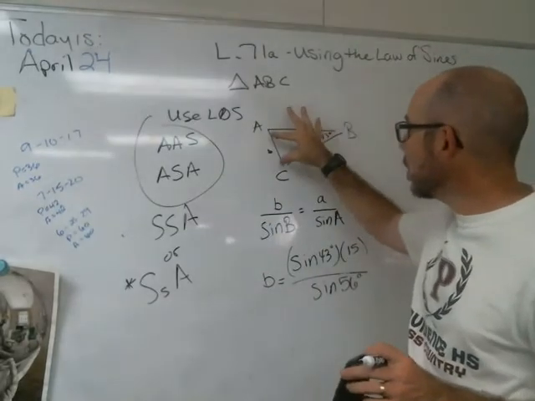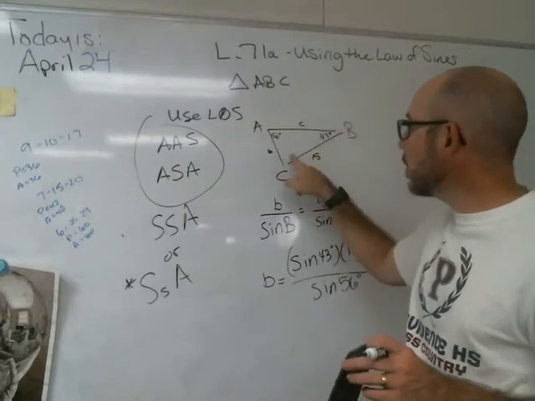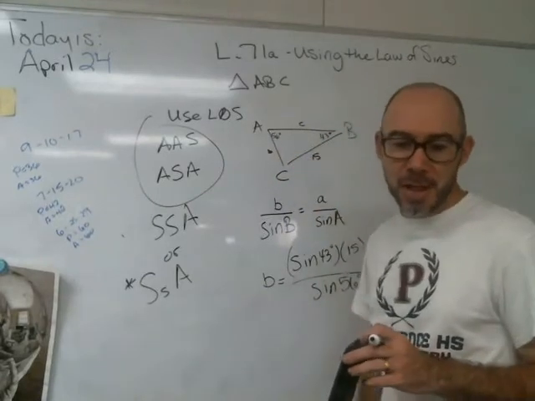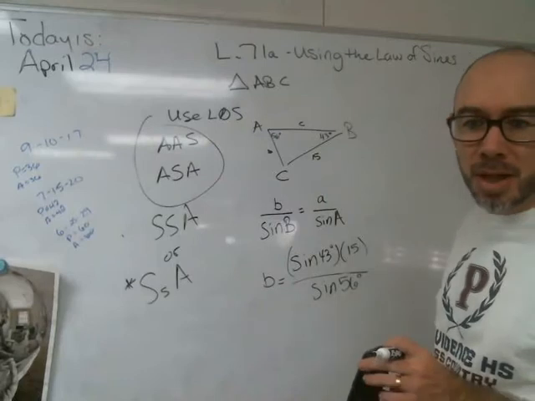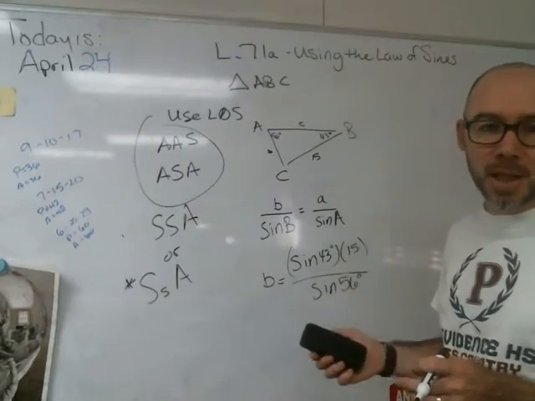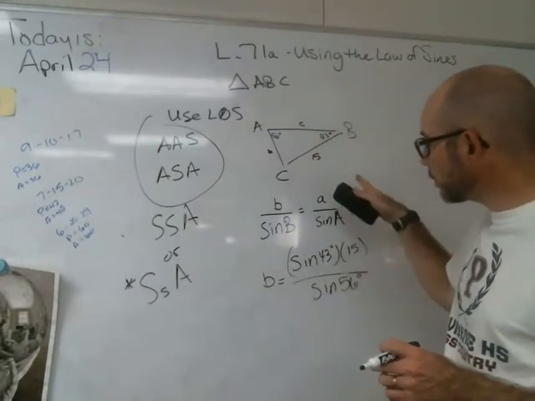This is a smaller angle than that one. Your answer for B should be less than 15. Okay, so try that. Make sure that you get an answer less than 15. Does it jibe with your picture?